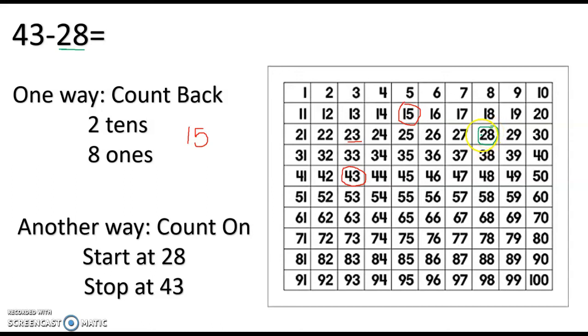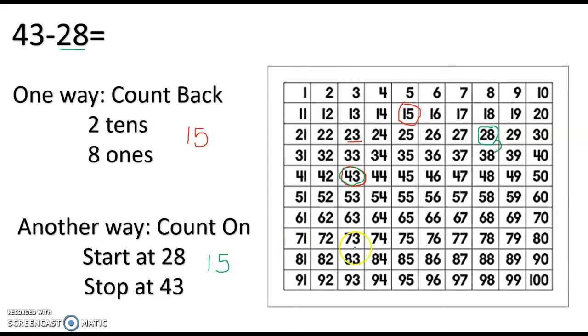I see that I can go to 38. There's 10. If I go to 48 and make 20, I've gone too far. So now I have to count by ones. 38, 39, 40, so that's 10, 11, 12, 13, 14, 15. So again, the answer is 15.